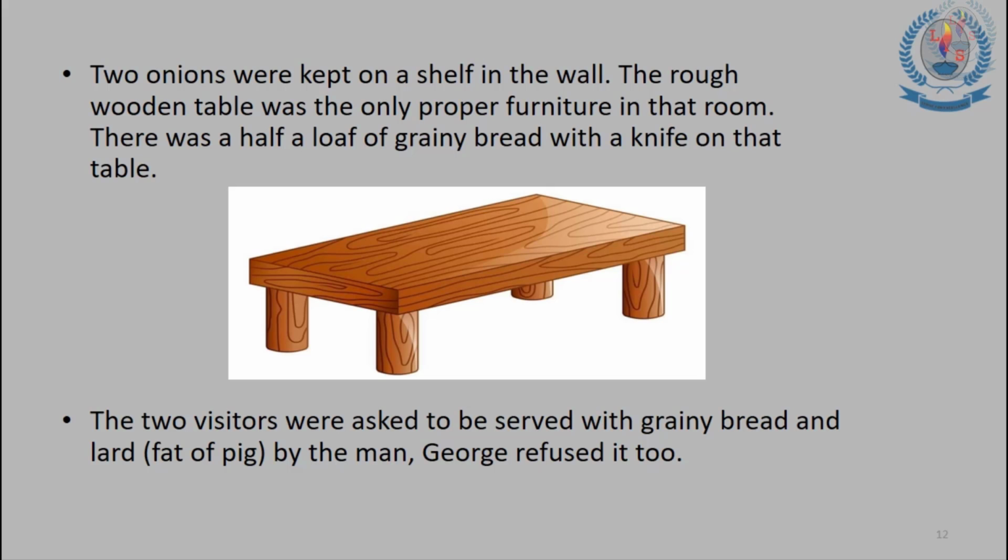What else could be seen in this house? Yes, there was a bookshelf in the wall. Two onions were kept on the bookshelf, and they also found a rough wooden table. They say that it was the only proper furniture that could be seen in the room. And also there was half a loaf of grainy bread with a knife on that table.